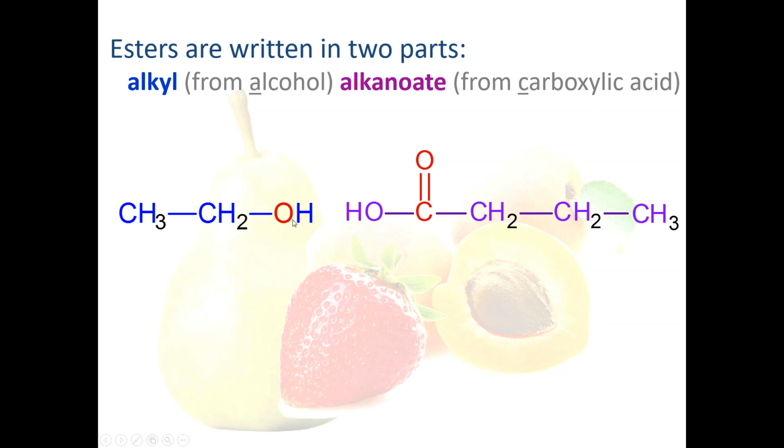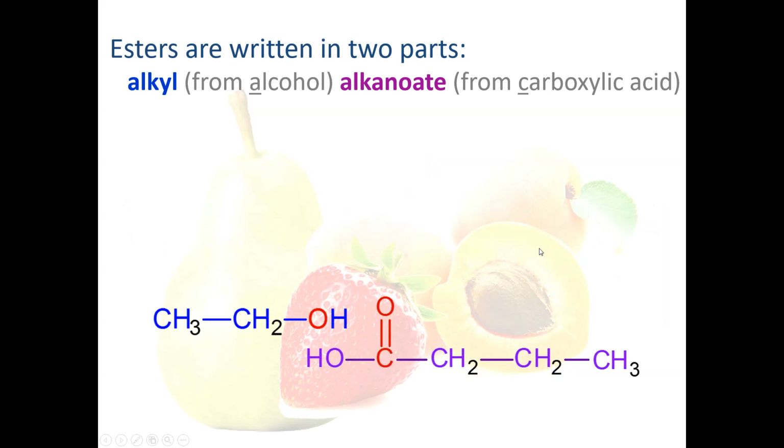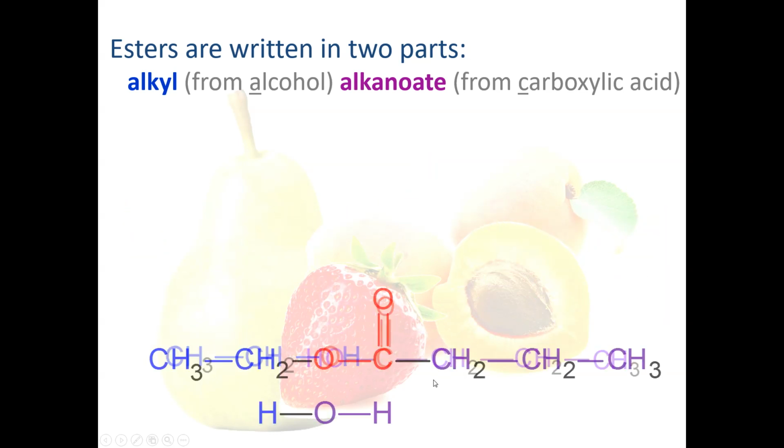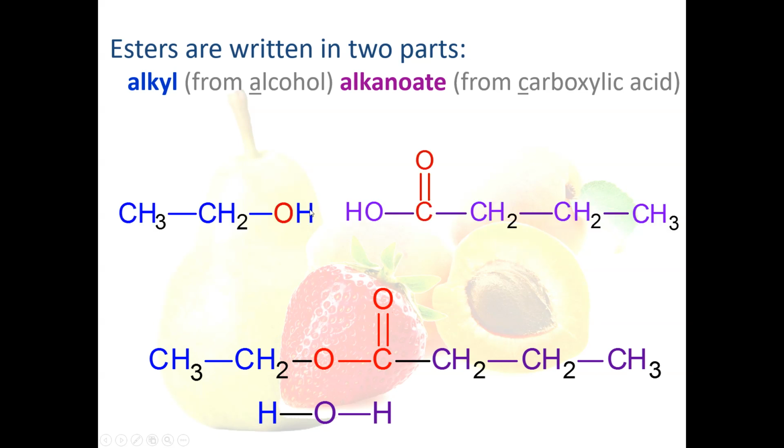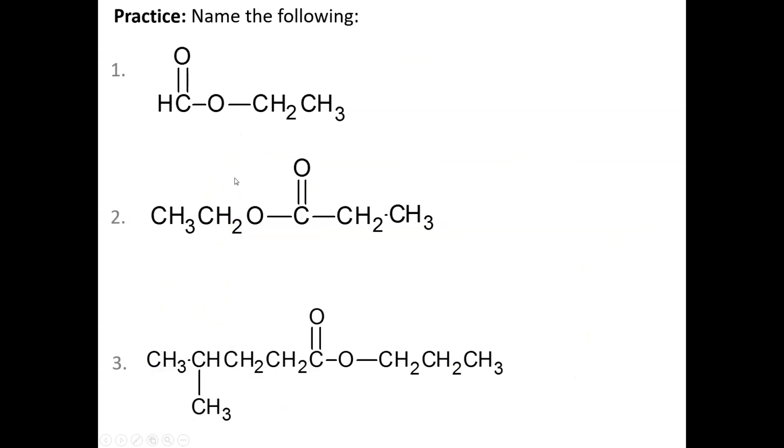So the ester link, the oxygen and the carbonyl carbon, the oxygen comes from the alcohol and the carbonyl carbon from the carboxylic acid. So when they react to form the ester, you can see the ester link being formed there with the release of water, and you can see the water comes from the H and the OH. So following the pattern, this is ethyl because there are 2 carbons, and this is butanoate because there are 4 carbons there. So let's practice over here.